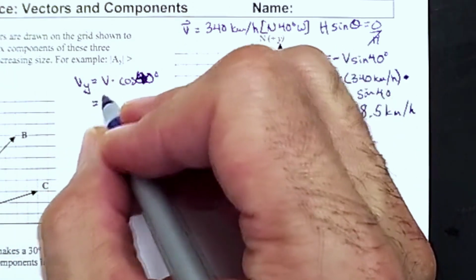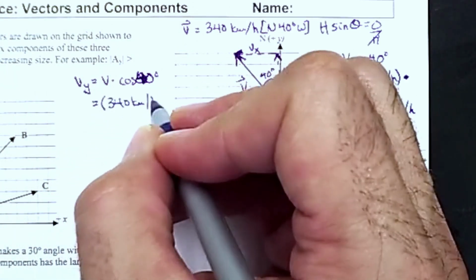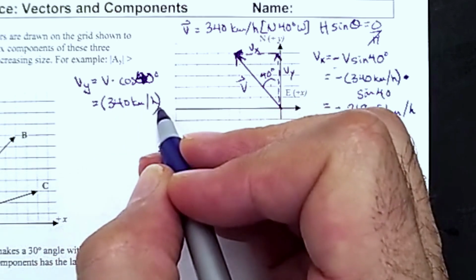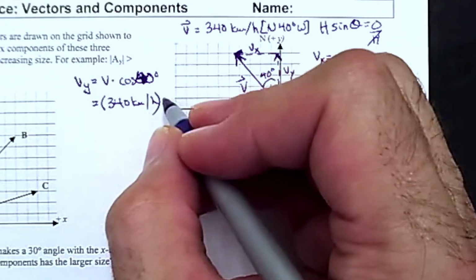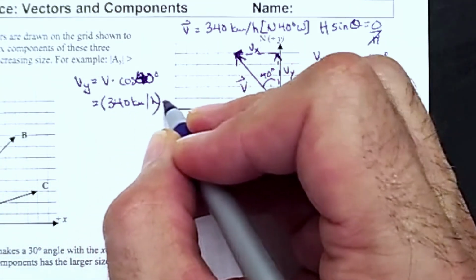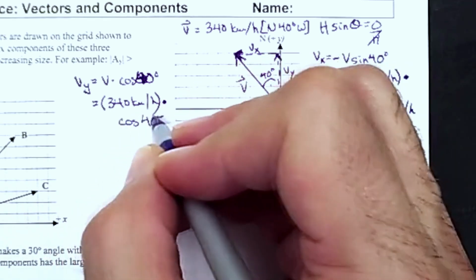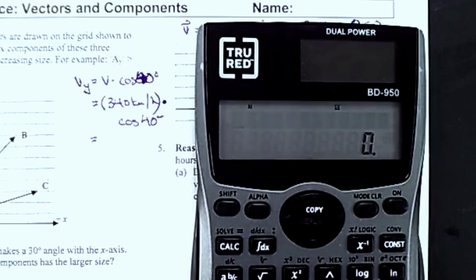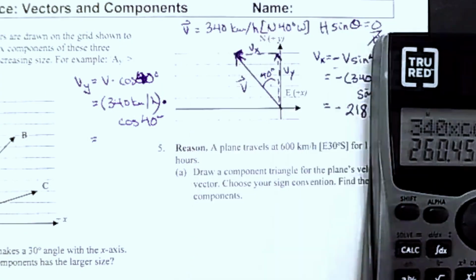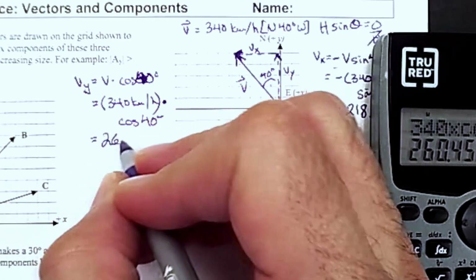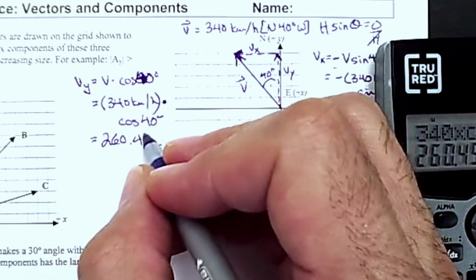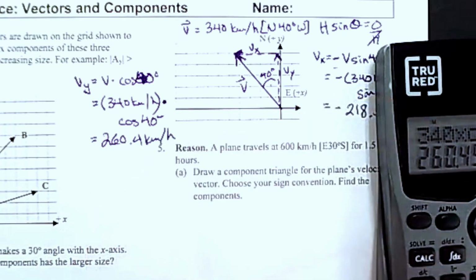Time to substitute. It's always helpful if the substituted quantity is put into brackets. So 340 kilometers per hour multiplied by the cosine of 40 degrees. So we have a result of 260.4 kilometers per hour.